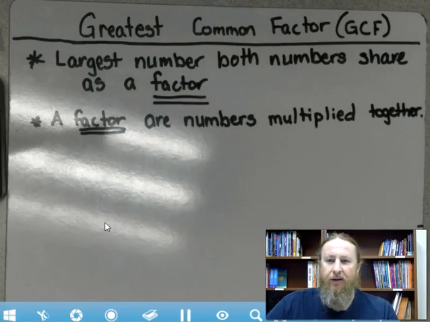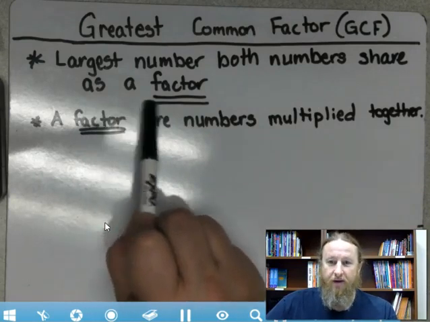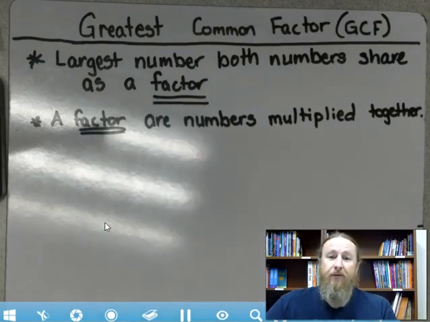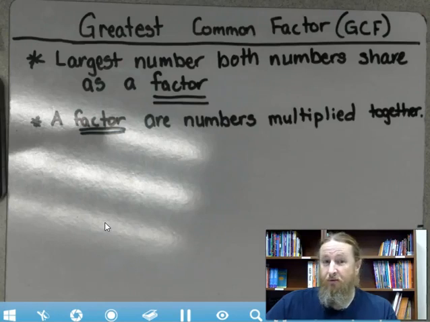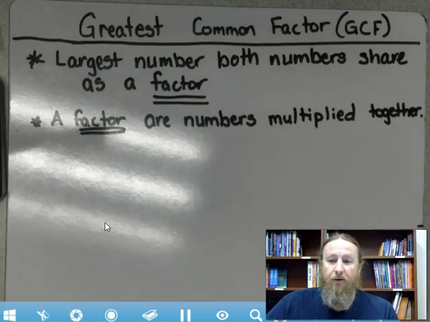Talk about the greatest common factor. It is the largest number both numbers share. A factor is a number that is multiplied together with another to get a product. So now we're going to go through and find some greatest common factors.